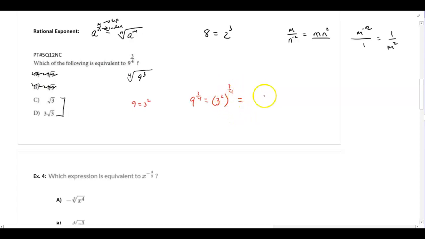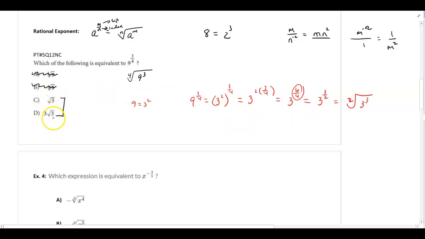Now when I raise a power to a power, I multiply the exponents. 2 times 3/4. That's going to give me 3 to the 6/4. And what I have to know is that this could be reduced to 3 to the 3/2. Now what that gives me here is the square root of 3 to the 3rd.